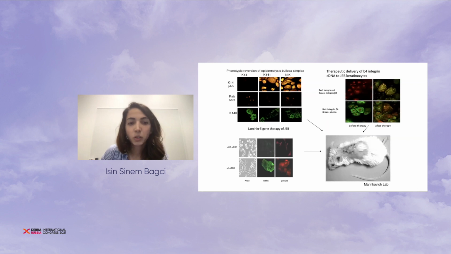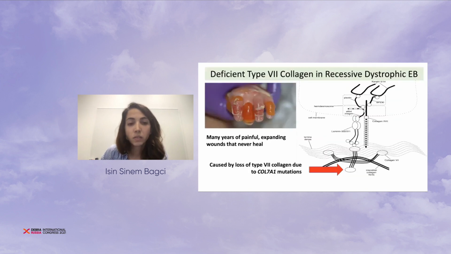Similar approaches were used for other mutations as well, for the correction of EB simplex cells with keratin 14 and junctional EB cells with beta-4 integrin and alpha-3 chain of laminin 332. Recently, the research in this field is focused on recessive dystrophic EB, which is caused by loss of type 7 collagen due to COL7A1 mutations.